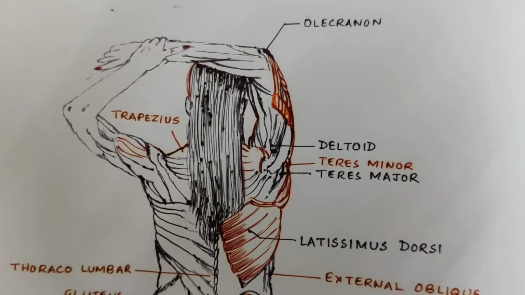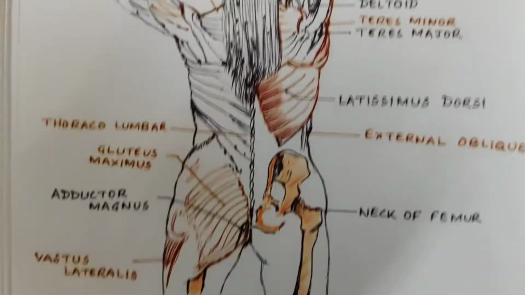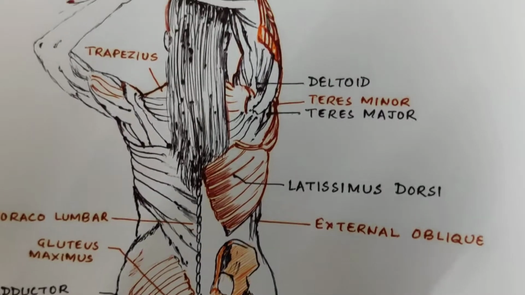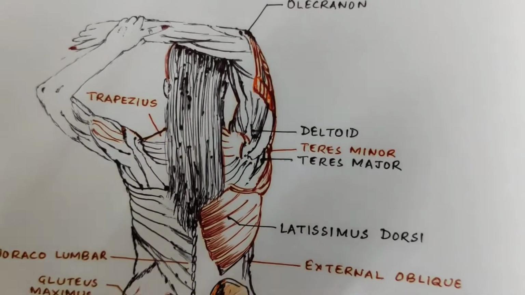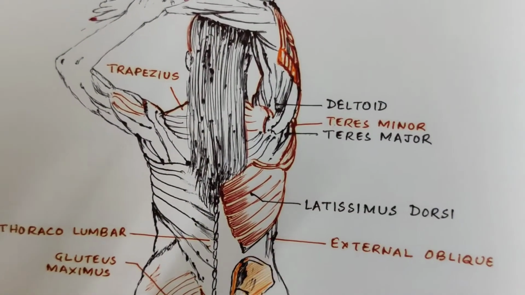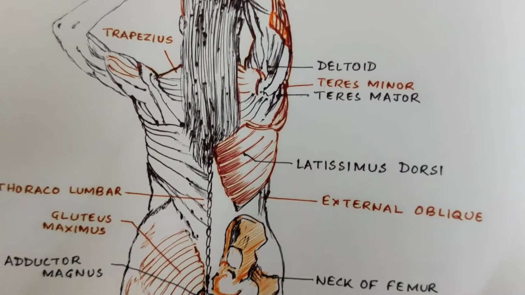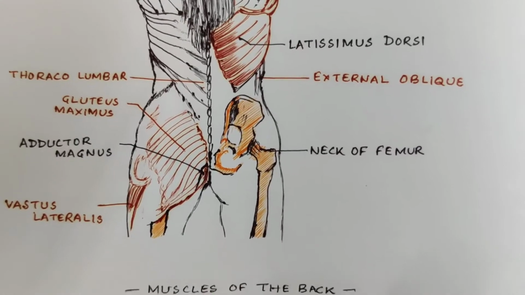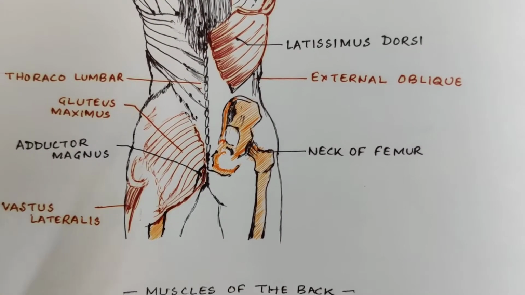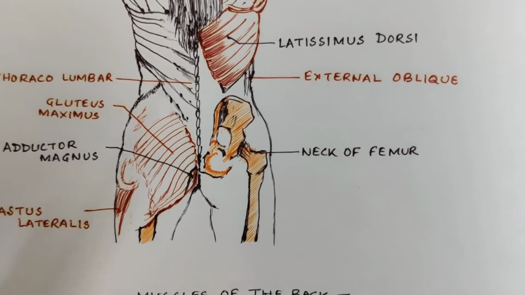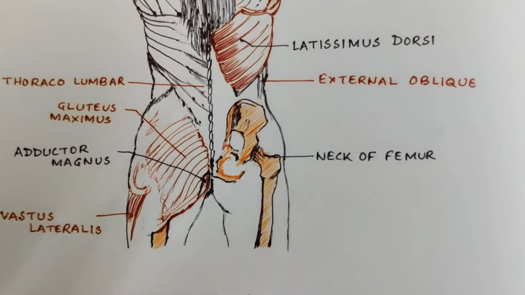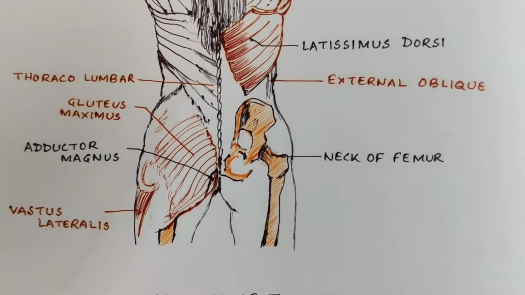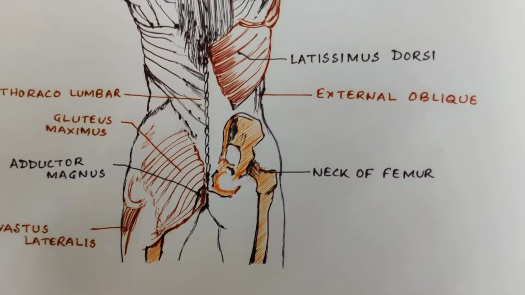Now, this is the drawing of the muscles of the back. As you can see over here, the muscles of the back are this trapezius, the deltoid, teres major, teres minor, latissimus dorsi, thoracolumbar. Then over here, gluteus maximus, gluteus medius. Here we have external oblique. Here we have adductor magnus, vastus lateralis, etc.